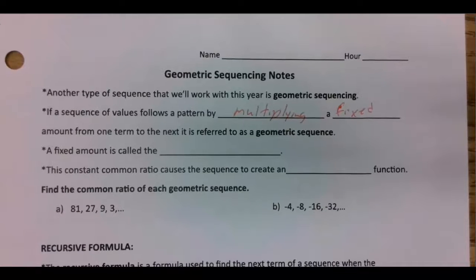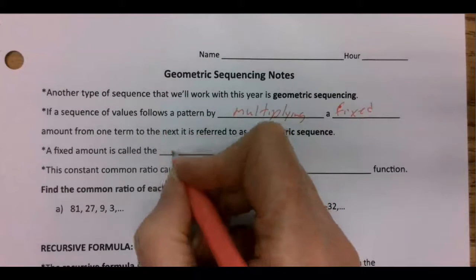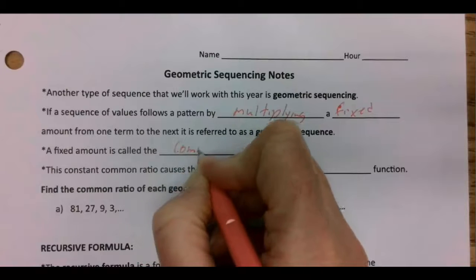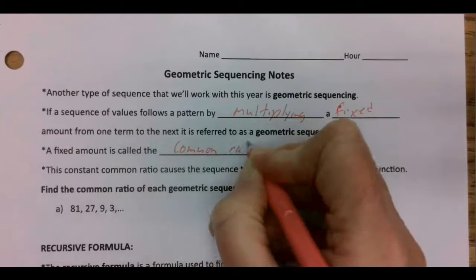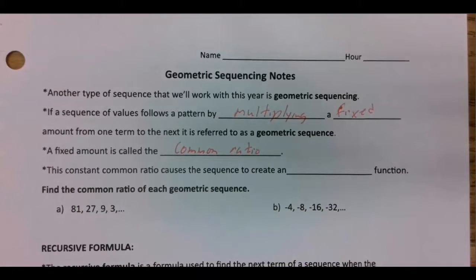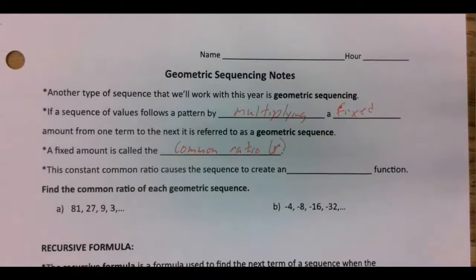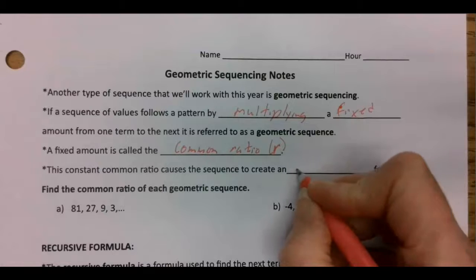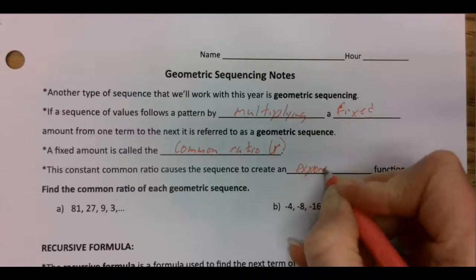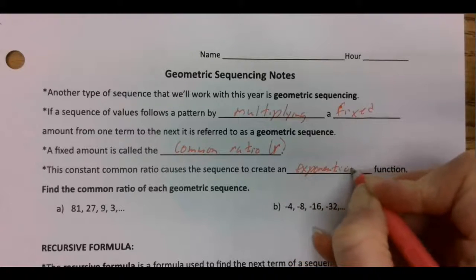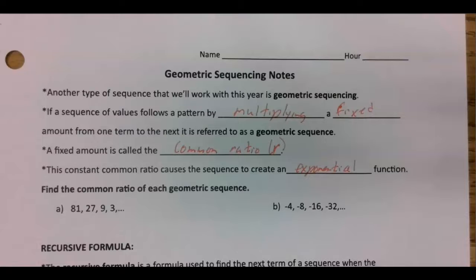A fixed amount is called the common ratio. Okay, the common ratio, and we'll use the letter R for that. This constant common ratio causes a sequence to create an exponential function. And we'll get into that another time. But remember when we graphed exponential functions, that's what's going to happen with these.